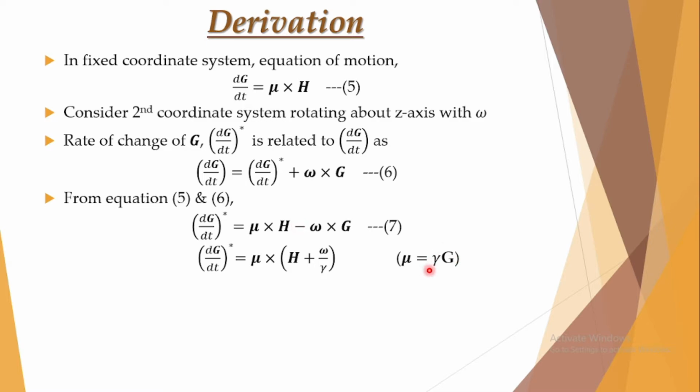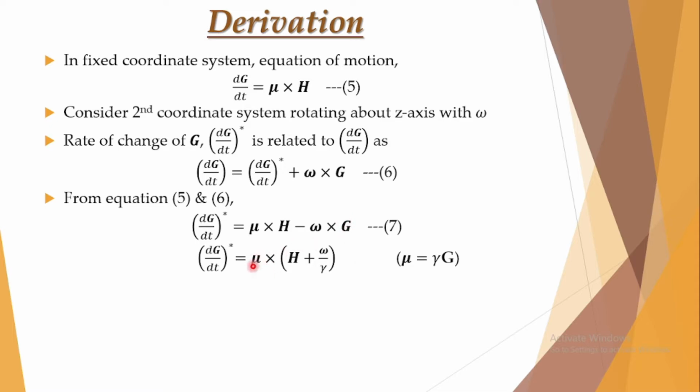So gamma is gyromagnetic ratio, which is nothing but ge/2mc, what we have seen in the previous classes. So mu is related to G. So just making use of it. So instead of G, we will write it as mu by gamma.